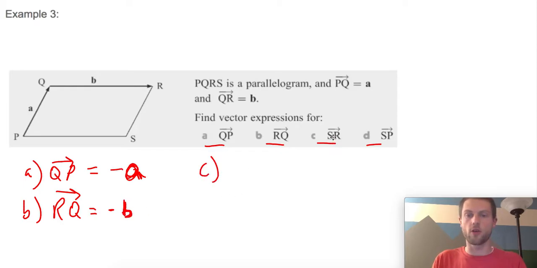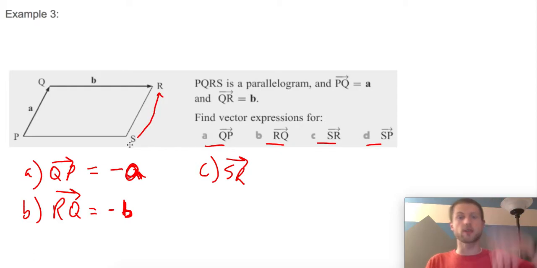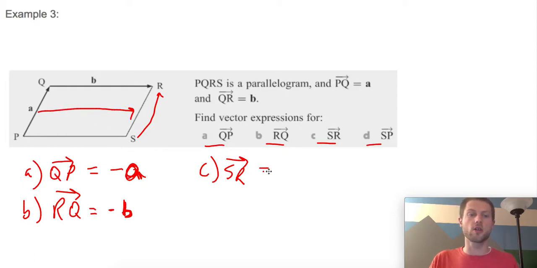Moving right along, for C we have SR, that vector, and that's going to start from here and end here, or I should say emanate from S, terminate at R, and that's going to be the same size, the same direction as vector A. Because it's moving the same direction, it is parallel, and it's not terminating and emanating from opposite spaces. Everything is the same about this vector, it's just in another space. So this is going to equal the same vector as vector A.